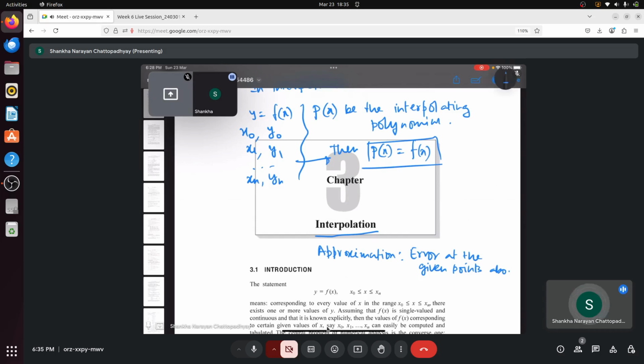Sometimes if you appear in an interview, the interview panel may ask what is the main difference between interpolation and approximation. So in interpolation, at the given points there will be no error, but in case of approximation there may be some error.